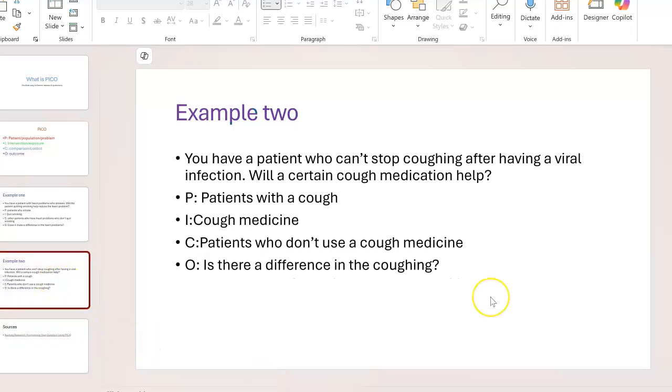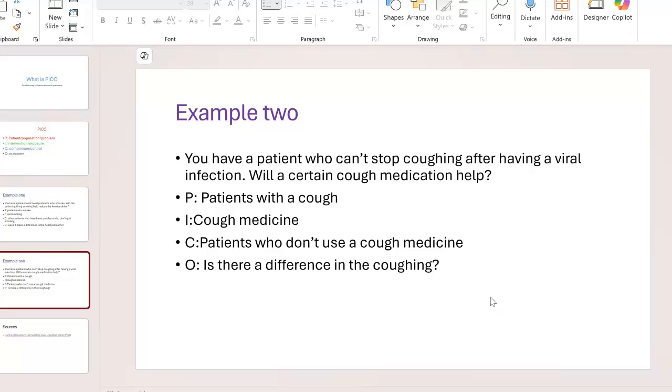So yeah. And then example 2, and this is where I'm putting myself into this. I've had this cough for the past 3.5, 4 weeks. It won't go away. So you have a patient who can't stop coughing after having a viral infection. Will certain cough medication help? Now, obviously, when you do this, you're going to have a specific cough medication in mind. I've just tried so many over the past 3 weeks, I cannot pick one. Although I will say Vicks VapoRub seems to be the only thing that helps me settle my coughing. I don't know why. With actual prescription medication, I'm still coughing.